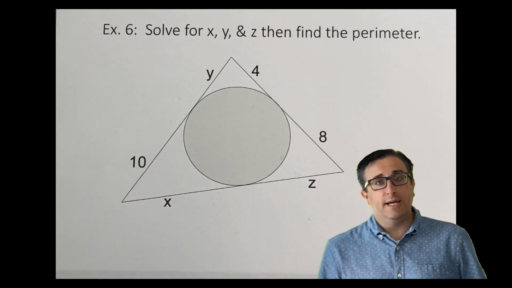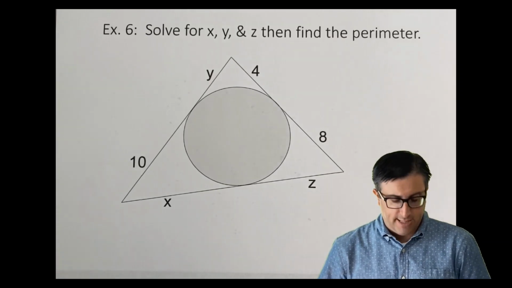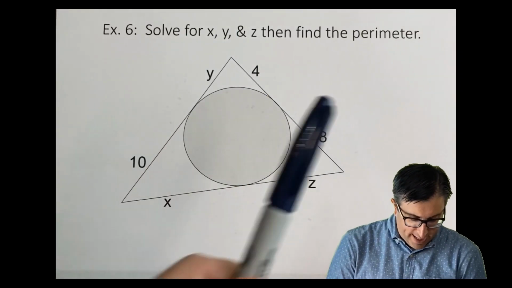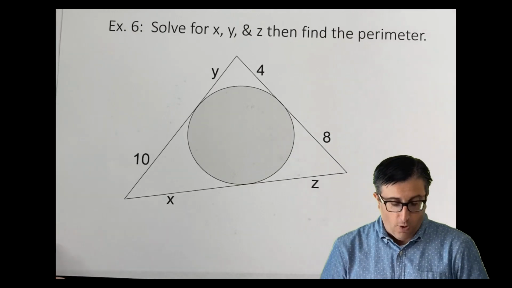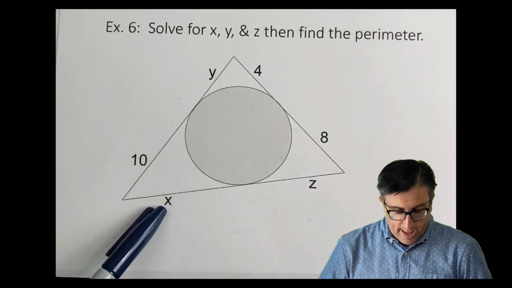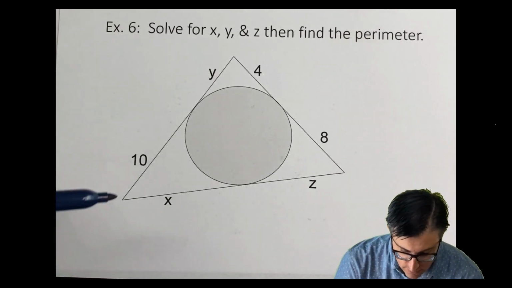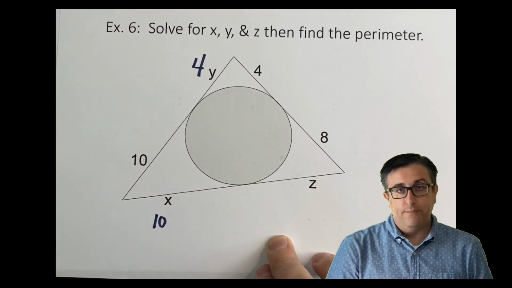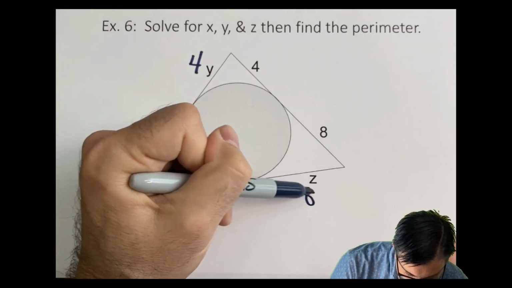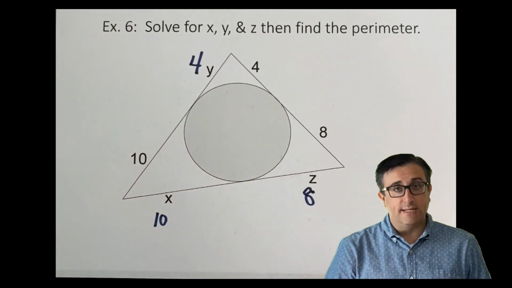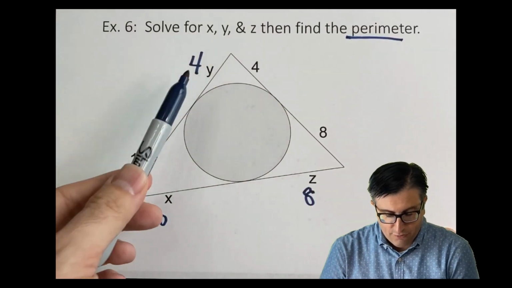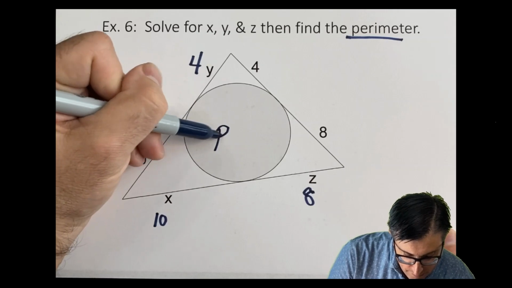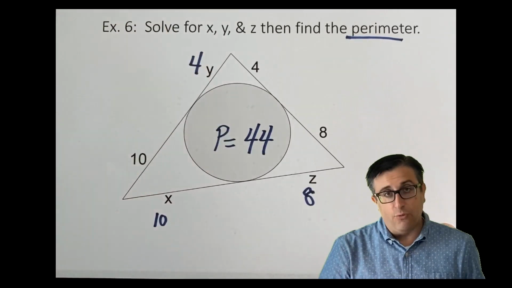All right, last example, example 6. Fairly easy example, standard type of problem using this theorem. If this is 4, this is 8, and this is 10, we're able to find all the missing sides. So x, using the last theorem we talked about, is also 10. Y, using that same theorem, is 4, and z is 8. So now we have all the missing sides. We can now find the perimeter by adding 4 plus 4 plus 10 plus 10 plus 8 plus 8 to get a perimeter of that triangle of 44.